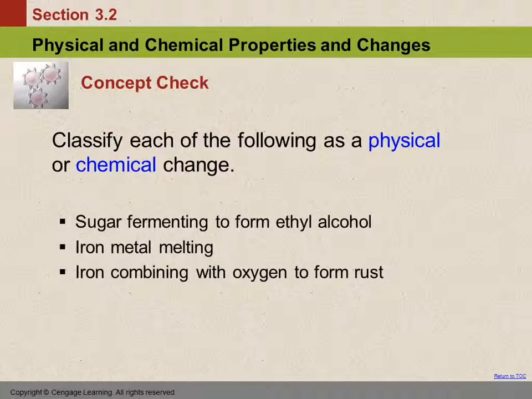Here's another one. Identify each as physical or chemical change. Sugar fermenting to form ethyl alcohol. Chemical. The clue there is to form. Iron metal melting. That's physical. The clue there, melting. That's the name of a state change. How about iron combining with oxygen to form rust? Chemical. To form. The iron and the oxygen become changed in that, and so it's chemical, not physical.